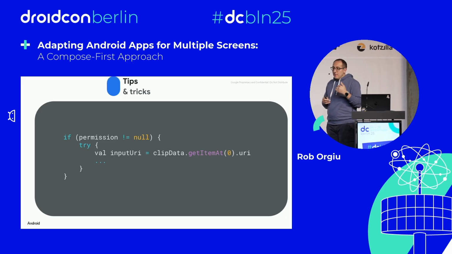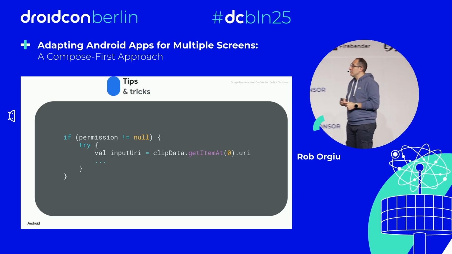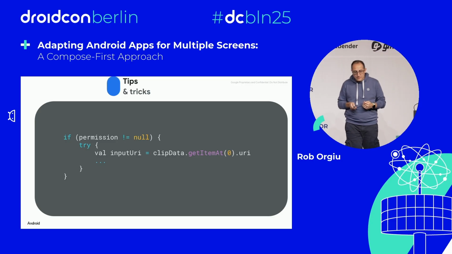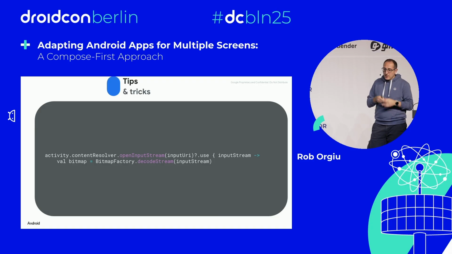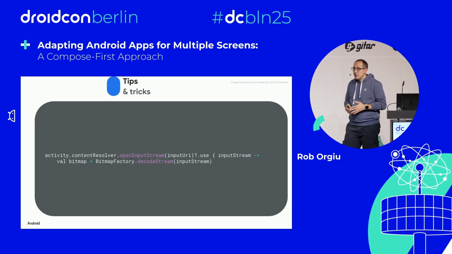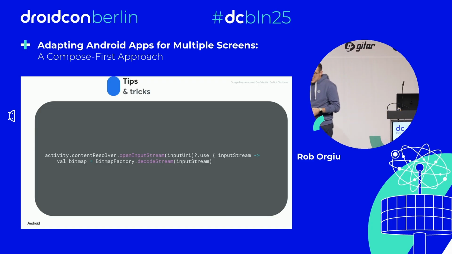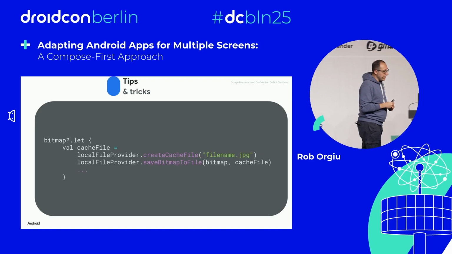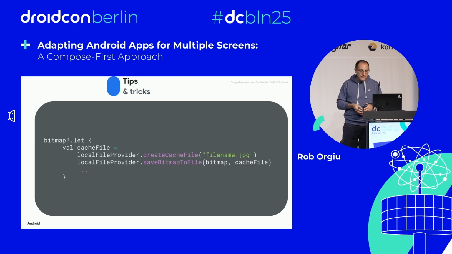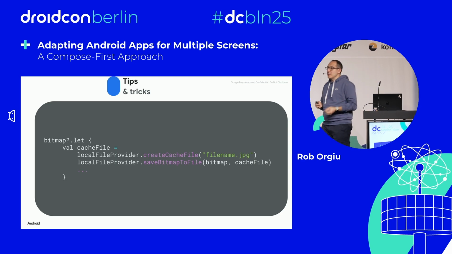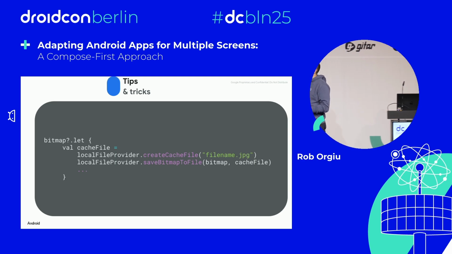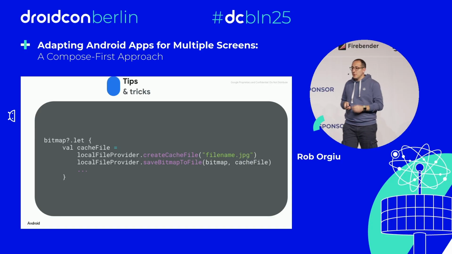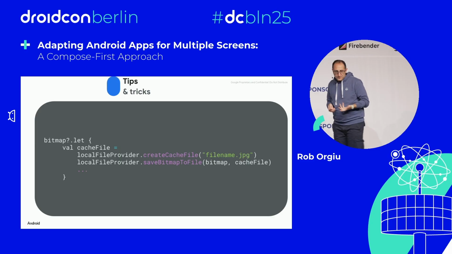Well, first, we get the clip data, well, the URI in this case, from our event. Then we decode the image into a stream, and we save that in a local cache file. Why do we do that? Because, again, as soon as we release the permission, we are going to lose access to the image. So accessing it from our cache is the only way.